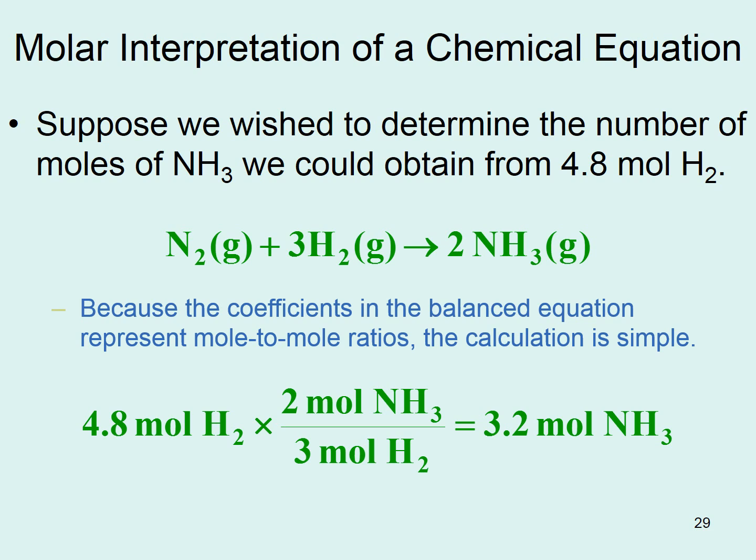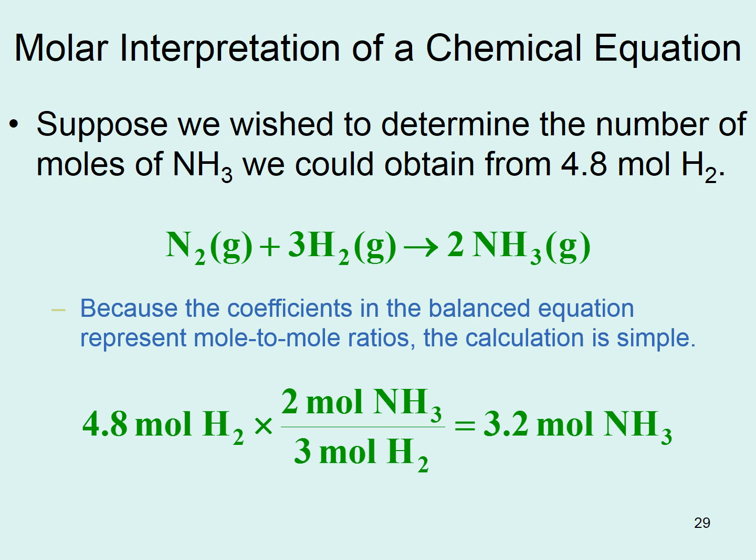We can take any of those relationships and compare them to each other. So in this case, since we want to convert from H2 to NH3, then we use that 2 to 3 mole ratio. We call that the mole to mole ratio. So we start with 4.8 moles of H2. That's what we're given. Now we want to cancel out the moles of H2, so we put the 3 moles of H2 in the denominator, and we're trying to find out how many moles of NH3 we have, so that goes in the numerator, so the moles of H2 can cancel, and our answer will be in moles of NH3.